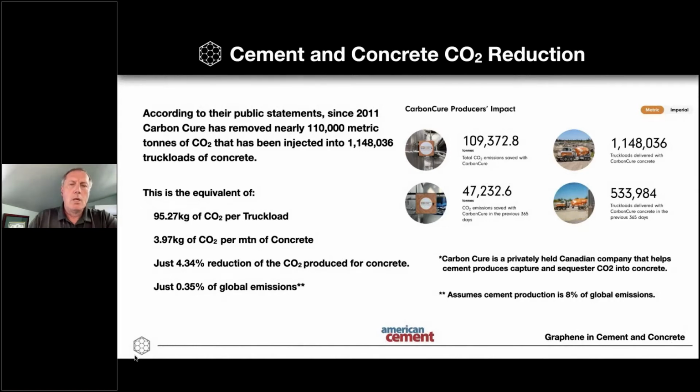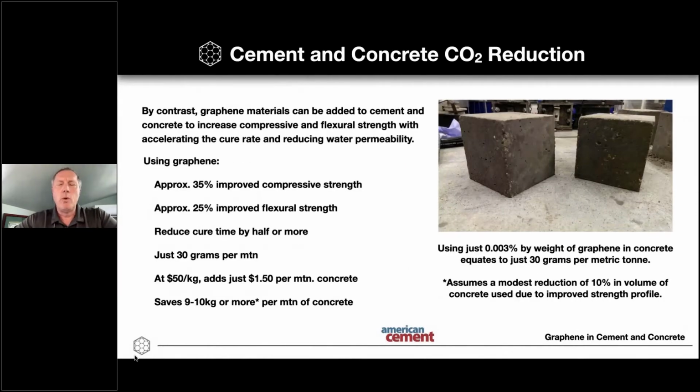CO2. So if we look at concrete and graphene and what we can do in terms of CO2 reduction specifically, we look at it from this angle. Using an extremely small amount of graphene, which is a carbon nanomaterial, we've seen improvements in the compressive strength of concrete of 35%, the flexural strength of 25%, and importantly, I mentioned that there are benefits besides CO2 reduction. The cure time can be reduced by half or more through the addition of this material. We believe because it acts as a nucleating agent and it accelerates the crystallization process. But that's an important economic and engineering factor when looking at adding this.